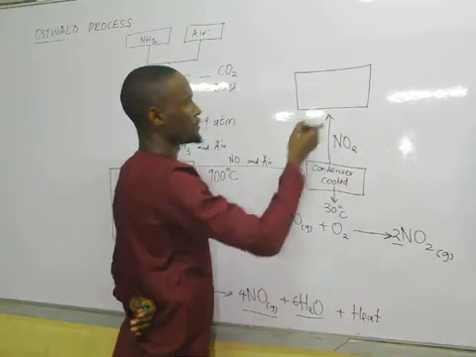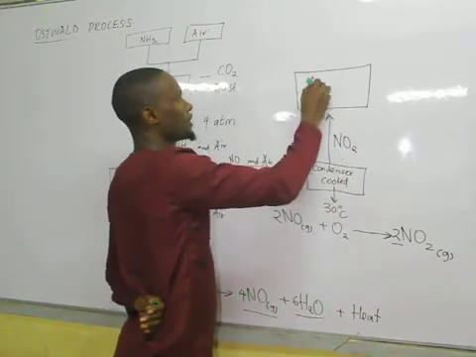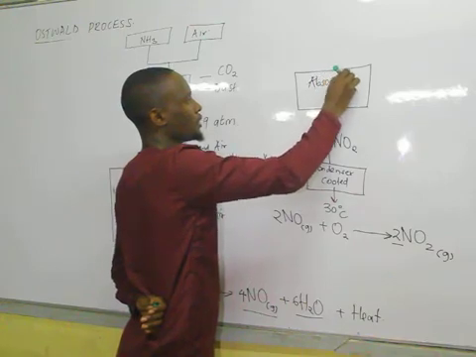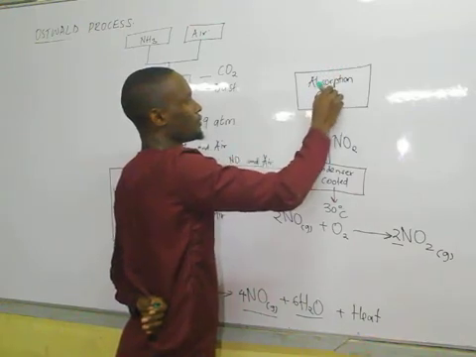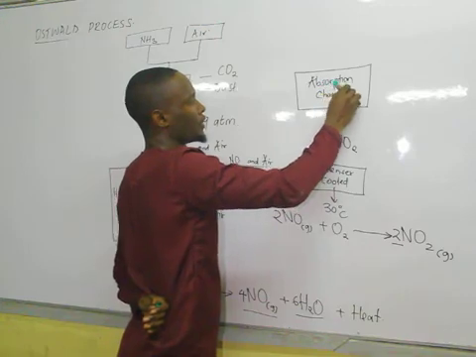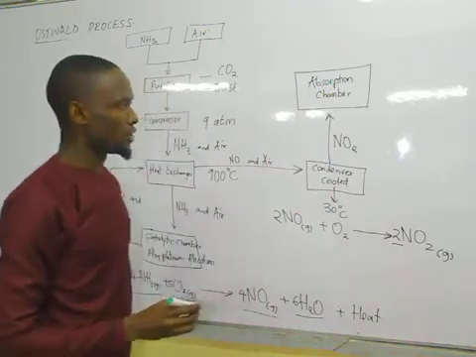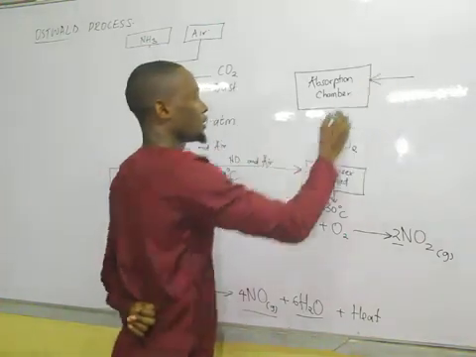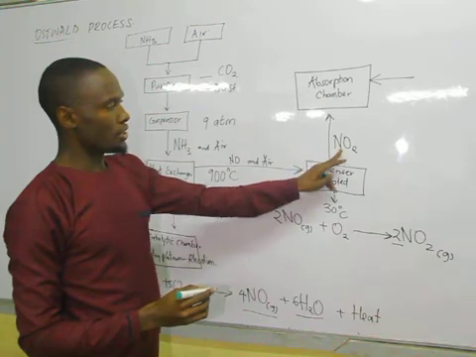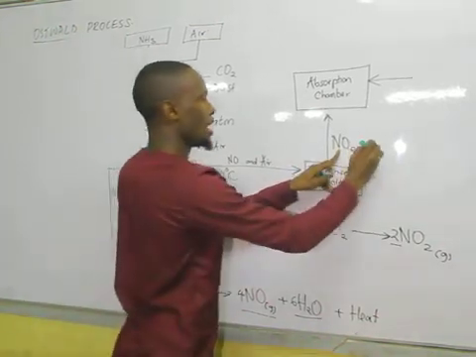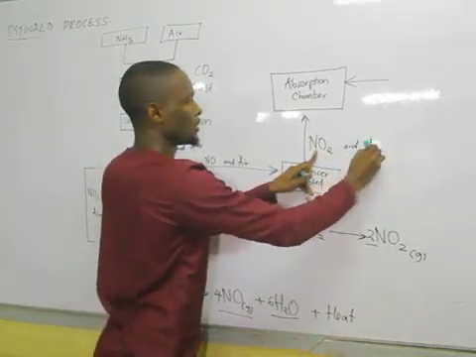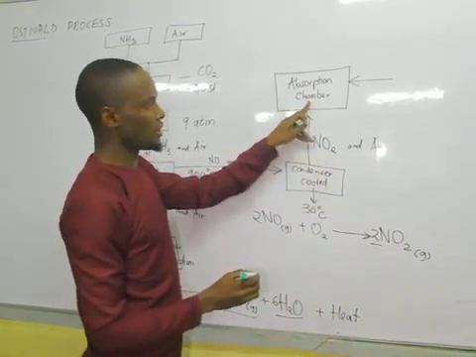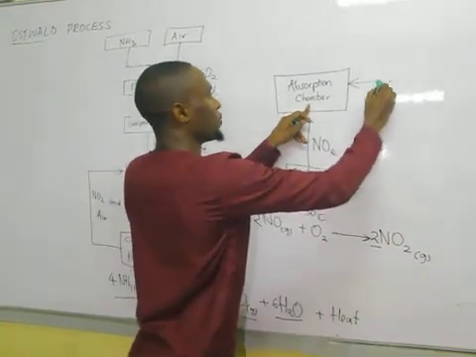It is taken to this chamber here, and I'm calling it the absorption chamber. In the absorption chamber, nitrogen 4 oxide and also air that enter this chamber are sprayed with water.